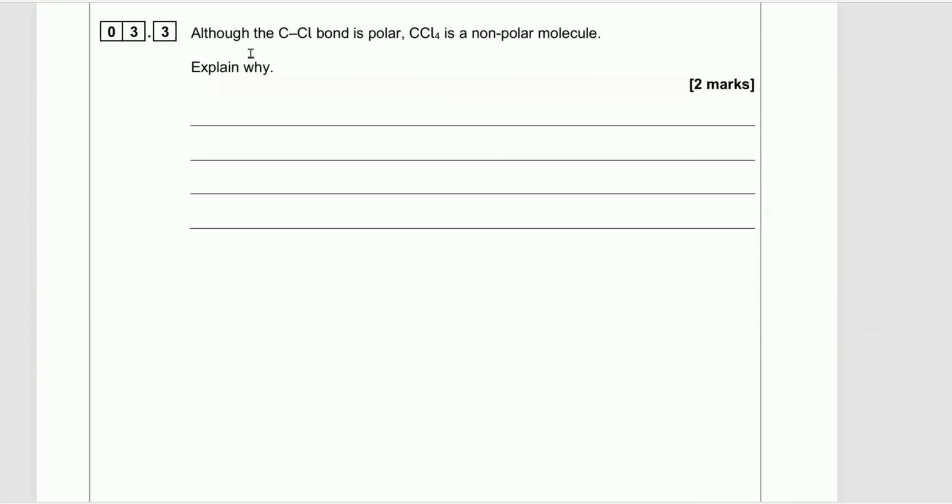Question 3.3: Although the C-Cl bond is polar, CCl4 is a non-polar molecule. Explain why. So think about the bonding in CCl4. It's going to be tetrahedral, and the bond angles are all going to be the same.